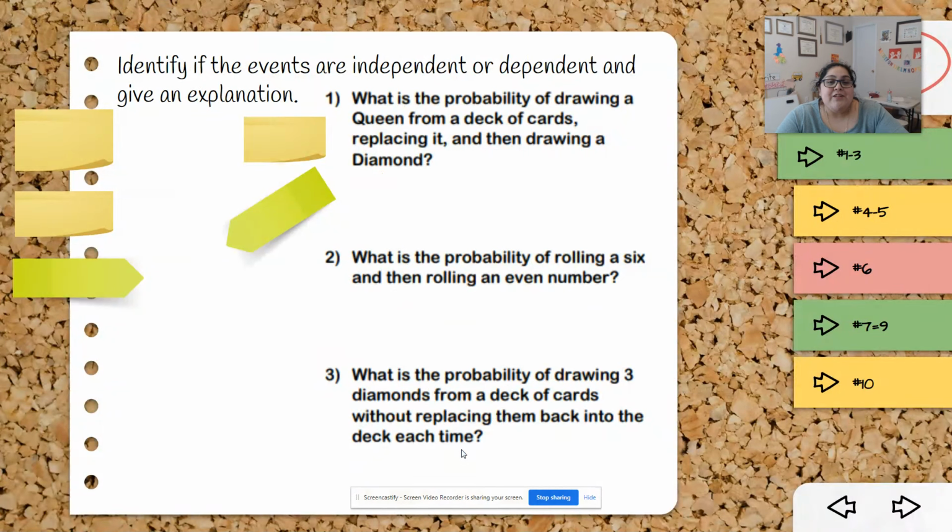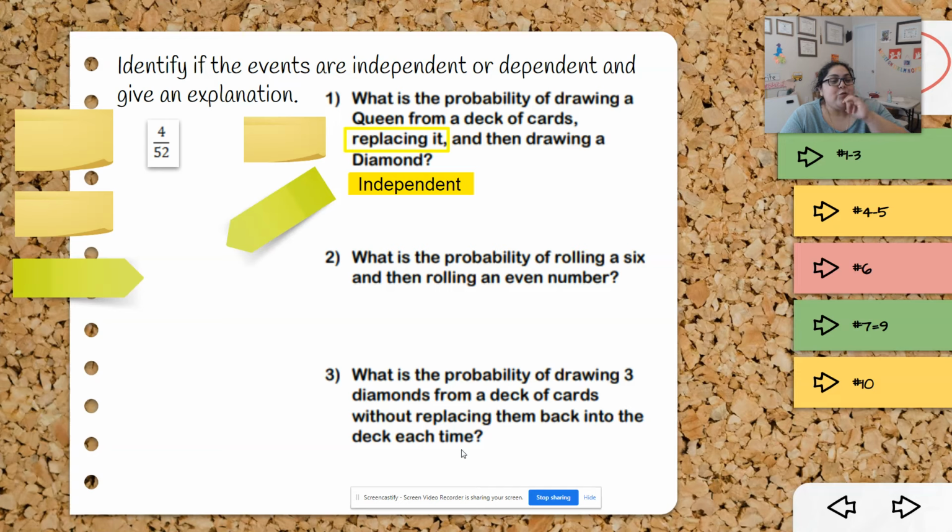Okay, now we have to identify if the events are independent or dependent and give an explanation. Your explanation is going to be in your own words. I'm just going to help you identify what the key words are and if it's independent or dependent. So number one, replacing it. So I'm putting it back. So I'm not changing the total number of outcomes, therefore it's independent.